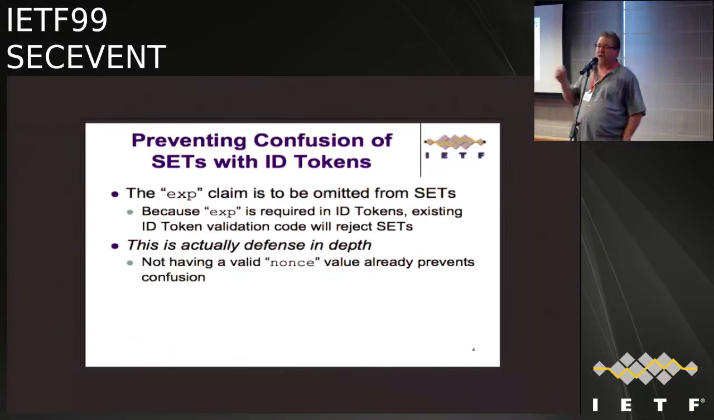So drilling down on a point I mentioned on the previous slide, the way that the draft now says that a SET is to be distinguished from an ID token is by not including an expiration claim, which is something that the previous draft already said it's not recommended. Now we're just saying if you're in a context where there could be ID tokens, never do it.